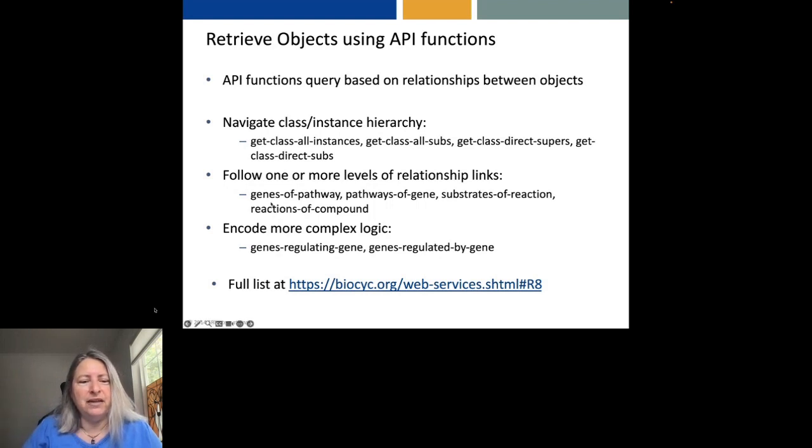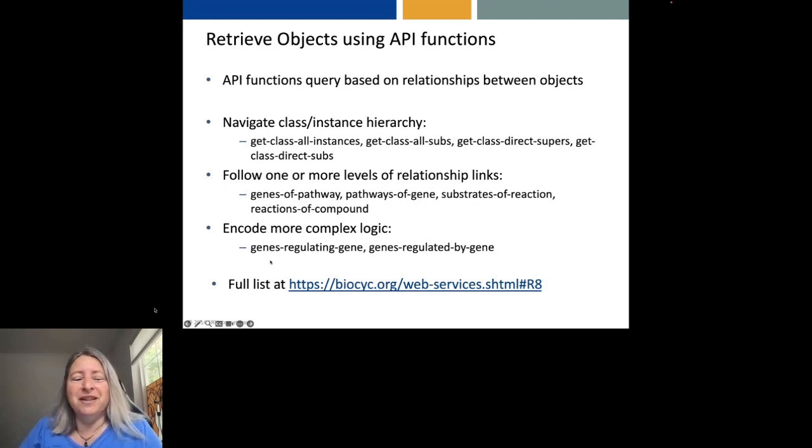Well, that's a lot of work to go through, so instead we've created this API function, which allows you to supply a pathway and just get all the genes. And it's reciprocal. Given a gene, you can get all the pathways, etc. And so we have a whole set of these kinds of relationships that just make it easier to navigate the hierarchy. And then we have a few API functions that encode even more complex logic.